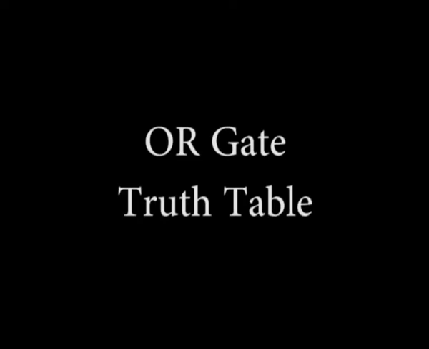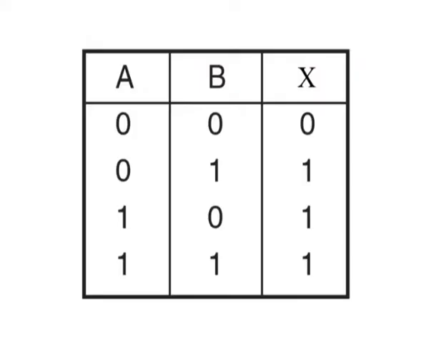OR gate truth table. The operation of a 2-input OR gate is described in this table. The truth table can be expanded for any number of inputs, but regardless of the number of inputs, the output is high when one or more of the inputs are high.